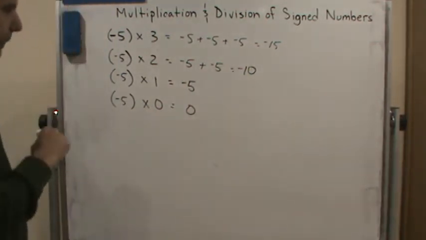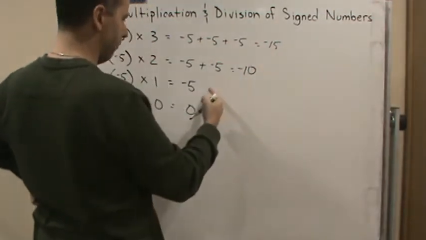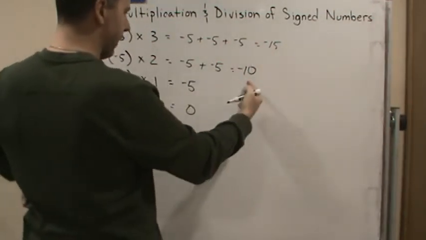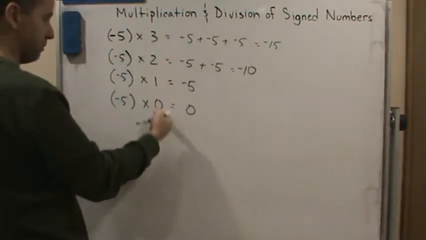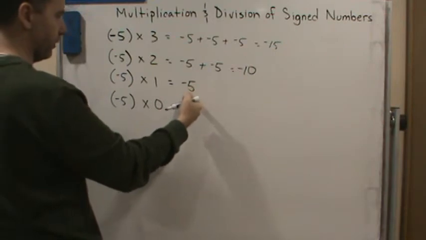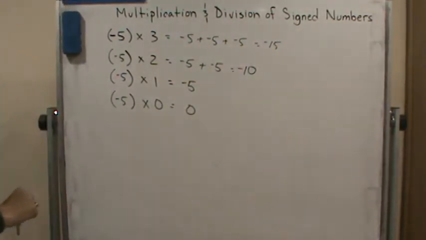So let's notice what the pattern is. It seems like we're going in multiples of 5, but they're all negative, right? So you go 0, -5, -10, -15. So for all of these, it's multiples of 5, but they're negative, except for, of course, 0, which doesn't have a sign.